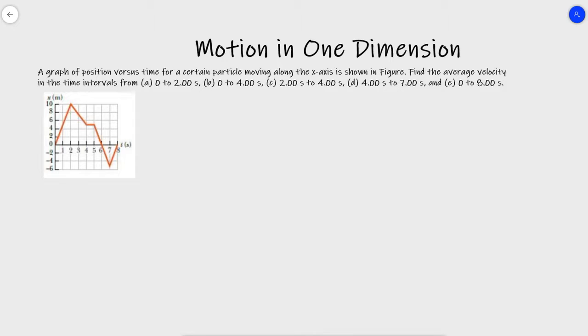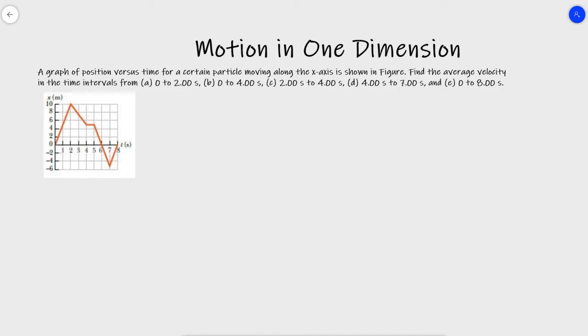A graph of position versus time for a certain particle moving along the x-axis is shown in the figure. Find the average velocity in the time intervals from letter A, 0 to 2 seconds, letter B, 0 to 4 seconds, letter C, 2 to 4 seconds, letter D, 4 to 7 seconds, and letter E, 0 to 8 seconds. Below the problem, here is the graph showing the distance traveled for a specific time.